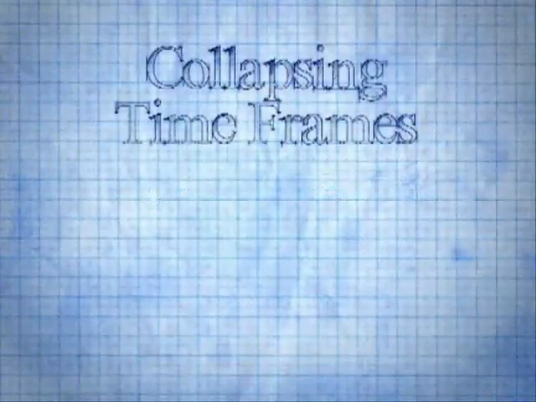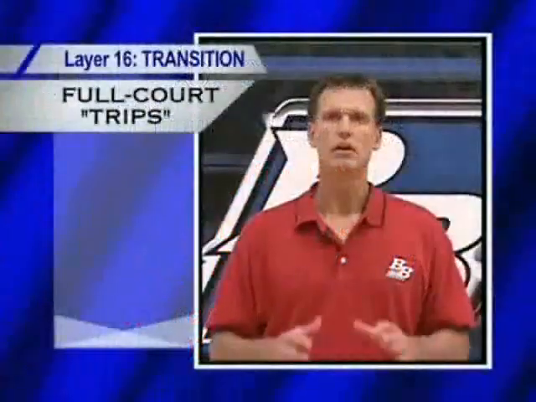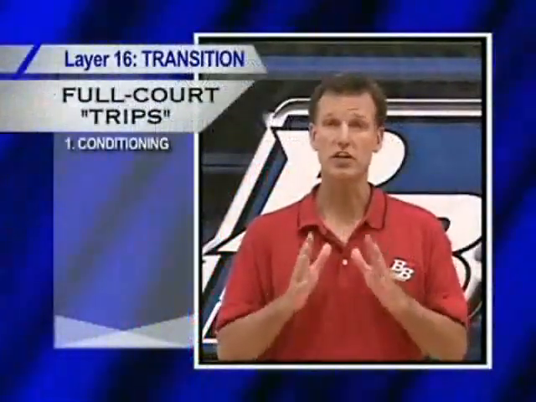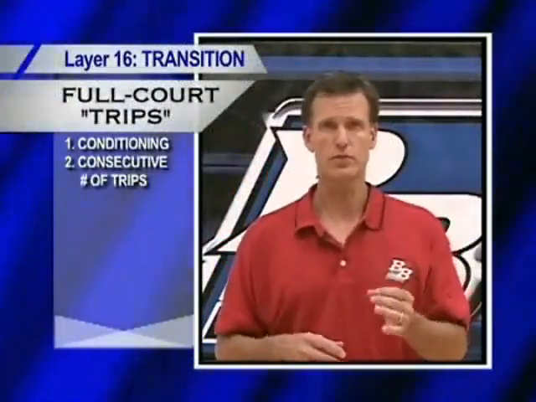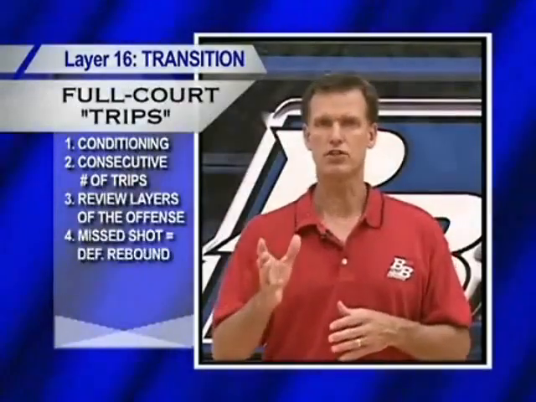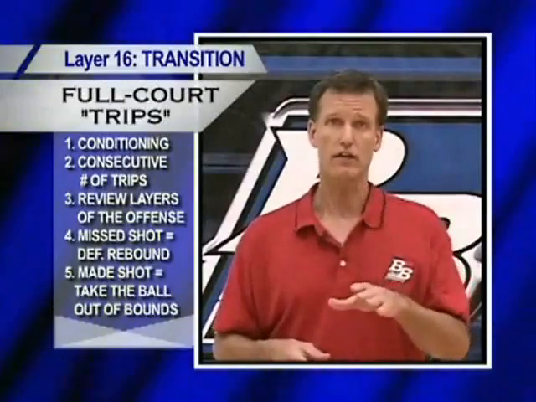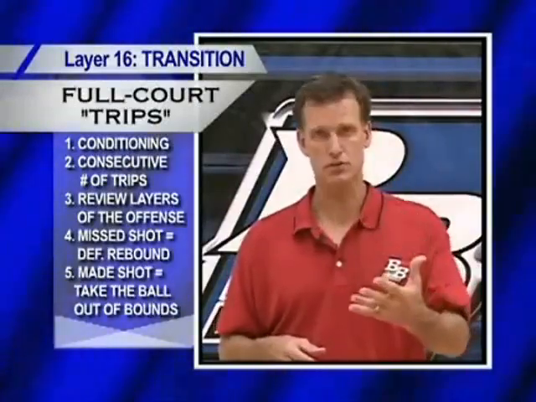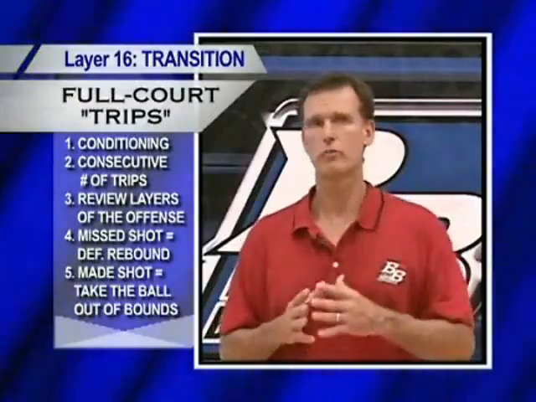Collapsing time frames. This drill can be turned into a conditioner as well. The players must make a certain number of trips, scoring with a different option on each trip. If they miss the shot, then they play it like a defensive rebound. If they make the shot, they must treat it as if their opponents made the shot and get it out of bounds and up the floor with whatever method you require.